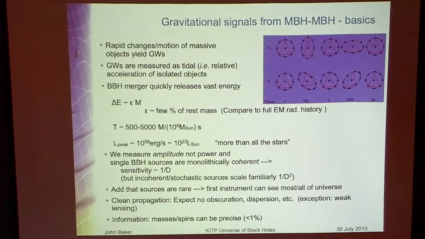So, gravitational waves from massive black hole mergers, a basic summary slide. You get gravitational waves when you have rapid changes or motion of massive objects. Probably everybody knows that by now. We measure gravitational waves as tidal accelerations of objects, the relative motion of two objects. This is a little figure of how a circle of objects would respond to gravitational waves. I'm not going to talk about the observation problem.